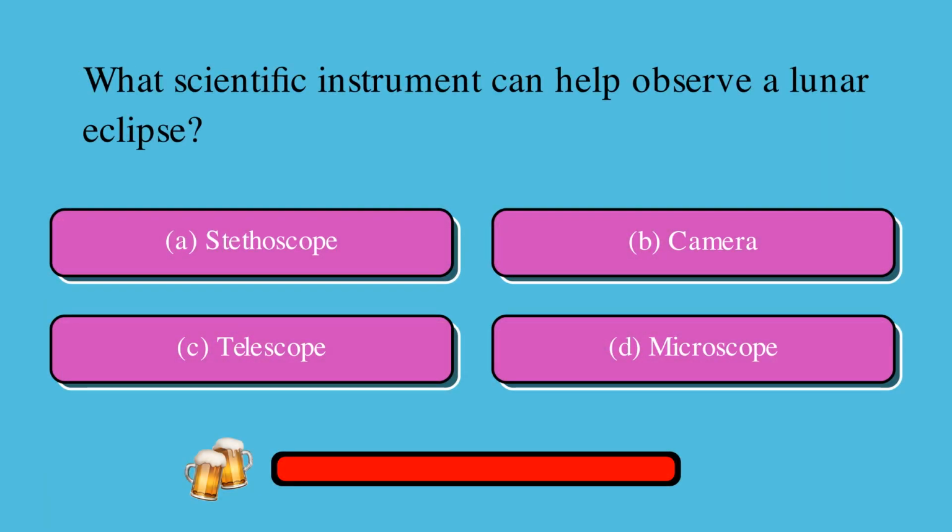What scientific instrument can help observe a lunar eclipse? Is it A, stethoscope, B, camera, C, telescope, or D, microscope? The correct answer is C, telescope.